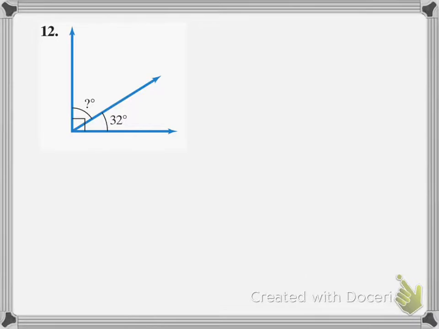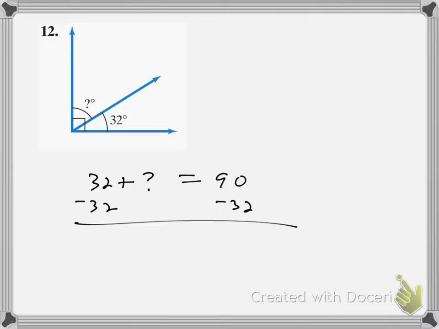Okay, let's try this problem. Pretty simple. I'm getting all these problems from the book, by the way. I want to find the angle question mark right here. You can tell by the picture that this entire angle is 90 degrees, isn't it? So that means 32 plus question mark, since they both add up, has to equal 90. If I subtract 32 from both sides, I find my question mark. The question mark equals 58 degrees. That's my answer. Pretty easy stuff here.